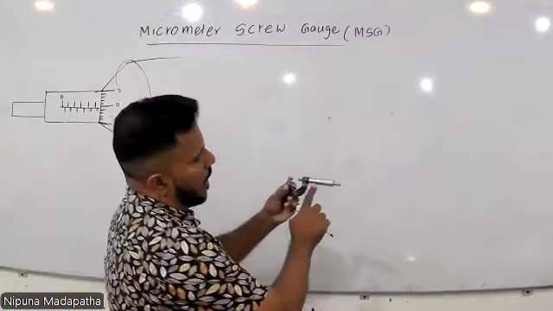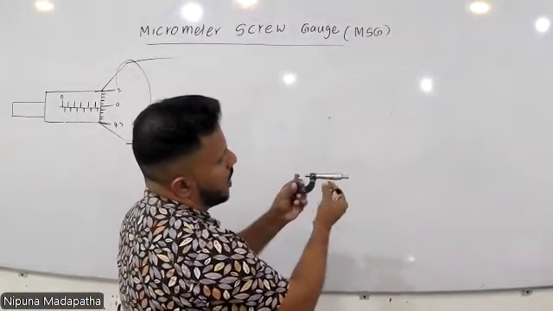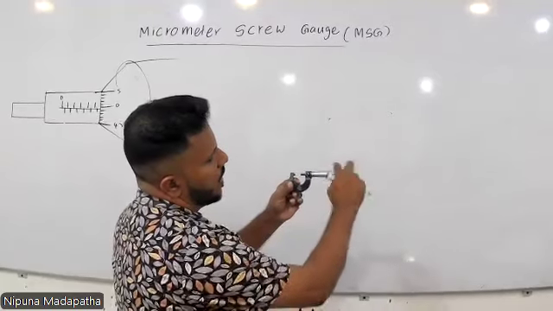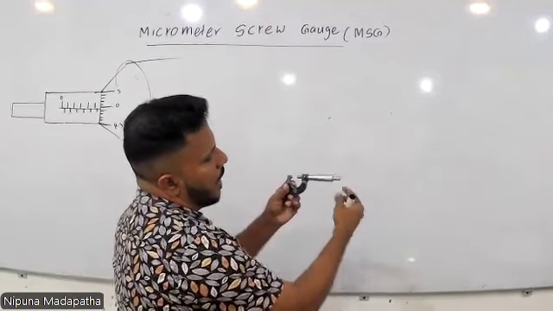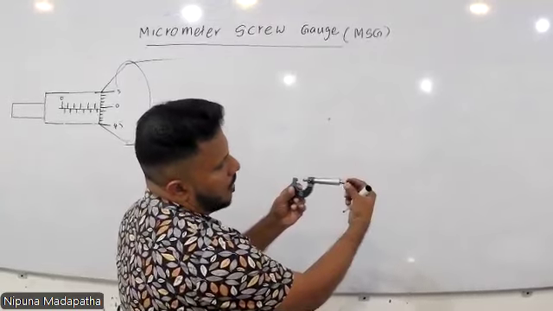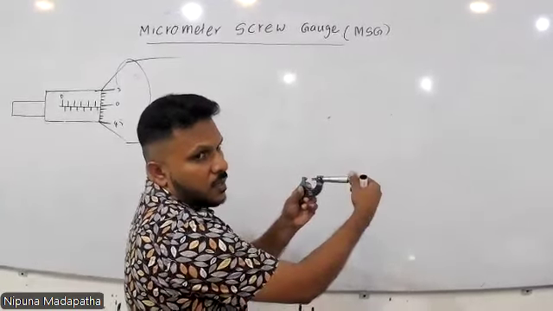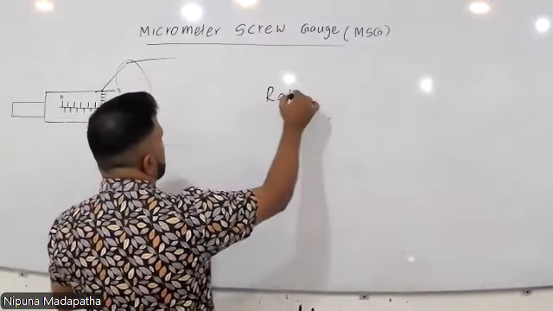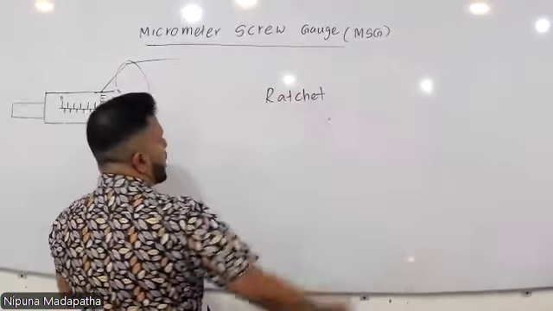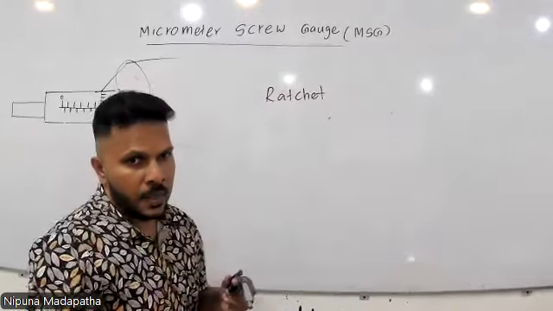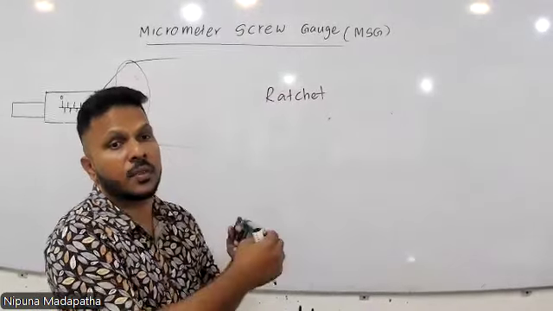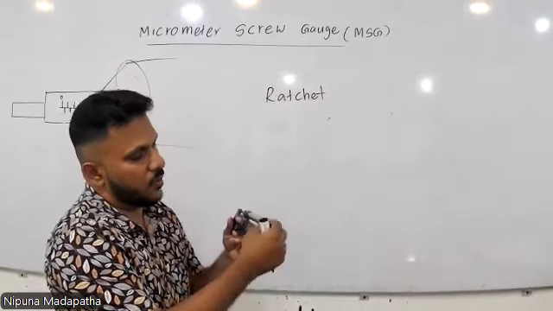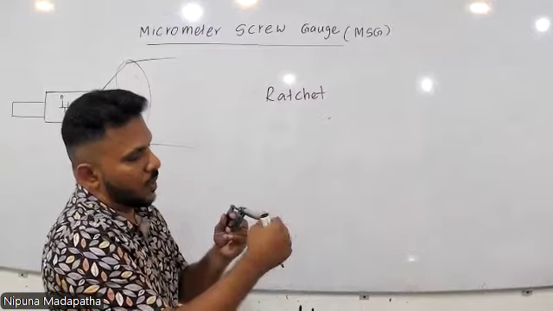Right? So at the beginning of the thimble, you can see the circular scale, and this part is known as the thimble. You can rotate this. And what is this, the end part? This one is known as the ratchet. Ratchet. The ratchet is the head of the thimble. So this has a very fascinating task.